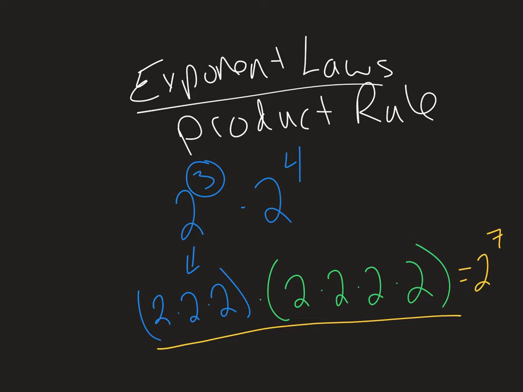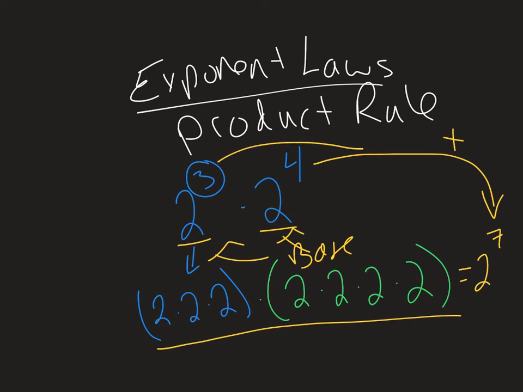Now, a shortcut, and this only works if this base number, this 2, which is called an exponential base, is the same. If the bases are the same, then we can just add the powers. So in this case, 2 to the 3 plus 4, which is 7, if we wanted to take a shortcut.